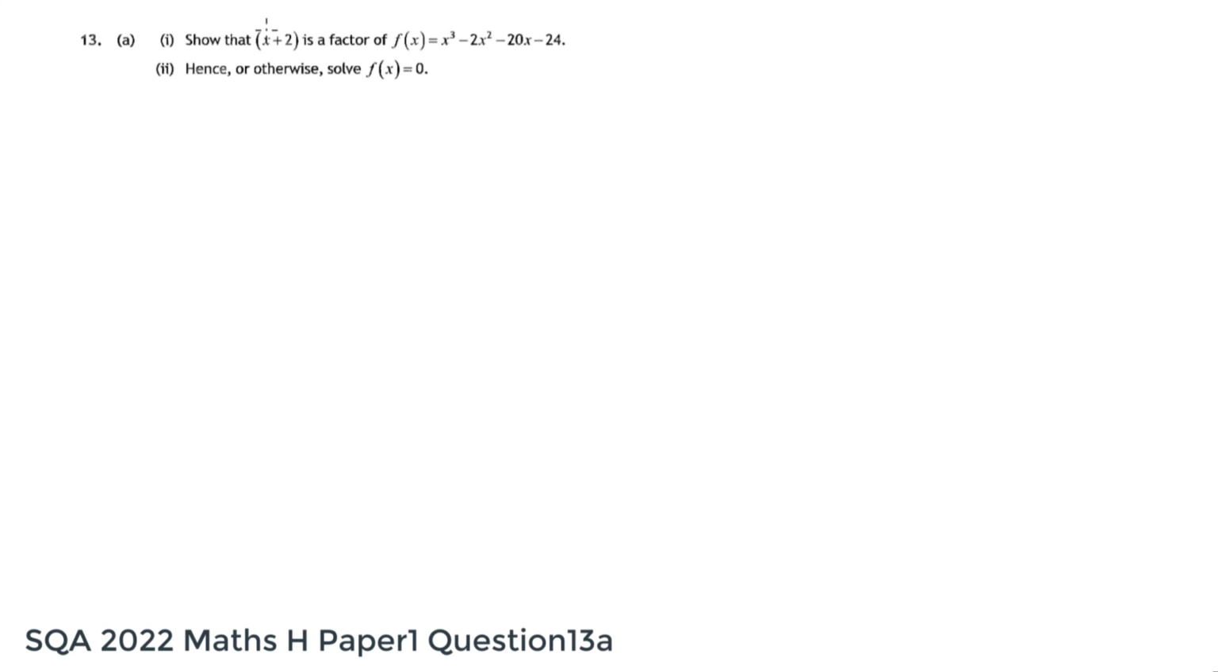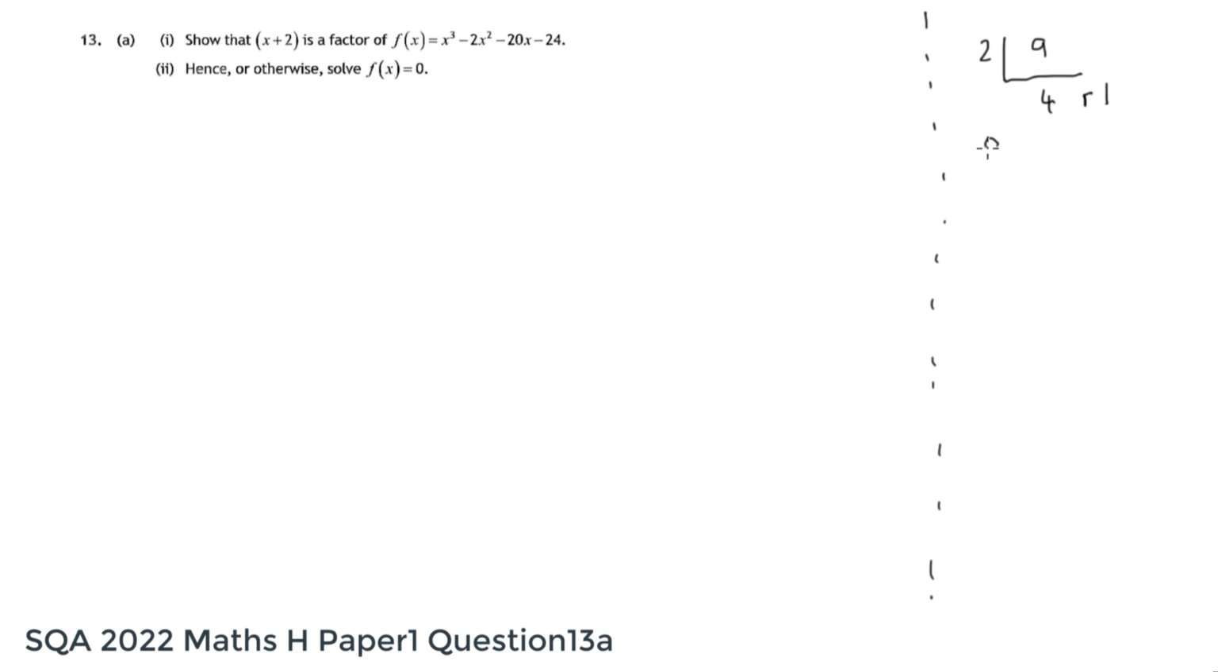So here's question 13. Part A asks us to show that x plus 2 is a factor of this cubic polynomial, which they're calling f of x, and therefore we have to solve the equation f of x equals 0. So let's first of all have a look at showing something as a factor of something. Suppose we divide 9 by 2. We know it goes 4 times and there's a remainder of 1. That means that 2 is not a factor of 9.